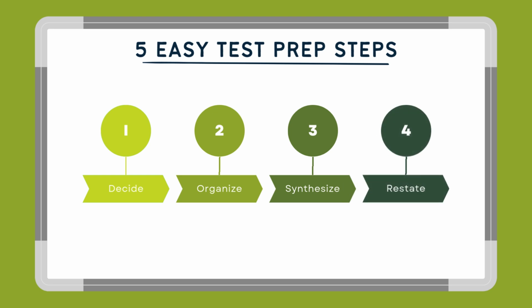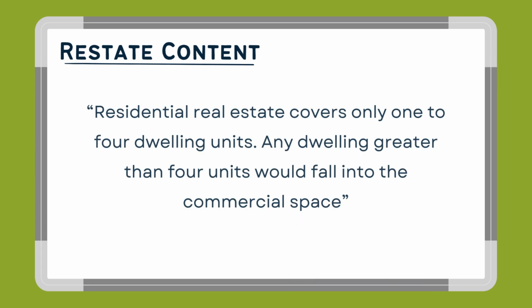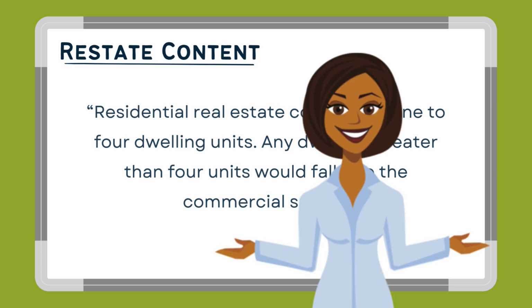In step 4, you are ready to restate the information using words that will assist with your long-term memory. Think of this step as explaining the information you've learned by telling someone else about the topic as if you are an expert. You might say, residential real estate covers only 1 to 4 dwelling units. Any dwelling greater than 4 units would fall into the commercial space. See how easy that was?